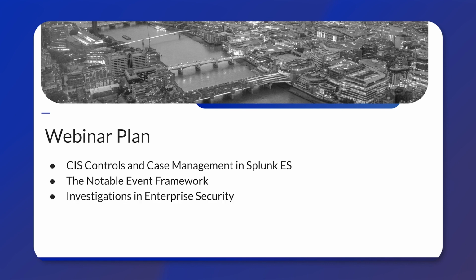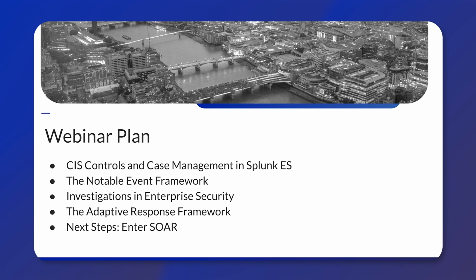Investigations in Enterprise Security. Upon detection or receipt of an alert, how do we follow that through and investigate it to closure? There are some tools we're given in Enterprise Security to let us do that. The adaptive response framework as well. When an alert is triggered, this allows us to perform some follow-on actions. We'll have a quick look at Splunk SOAR as well, which is quite interesting. It follows on quite nicely from some of the previous topics we've looked at.